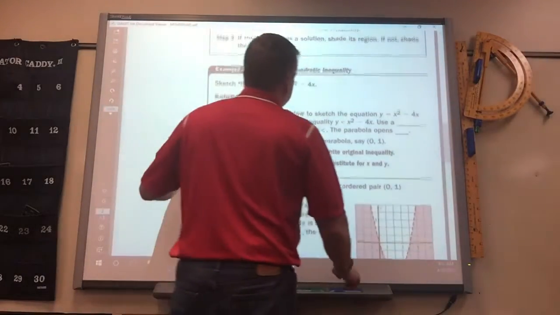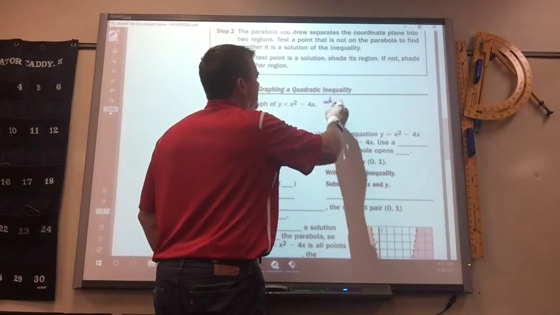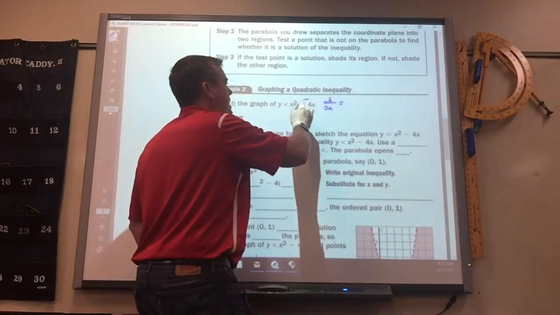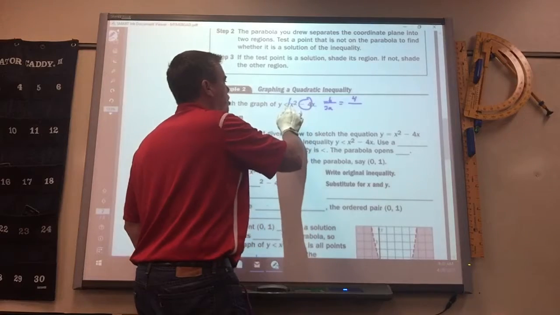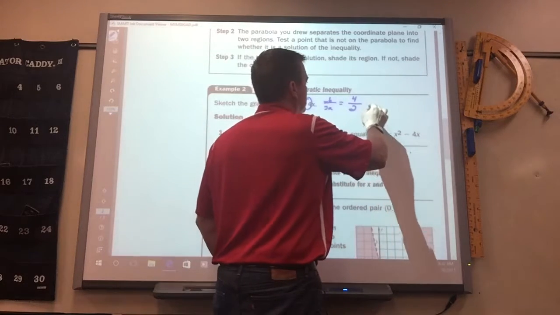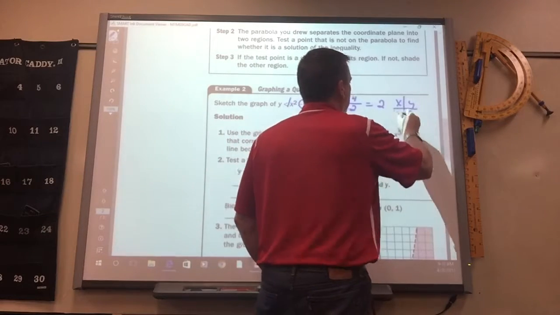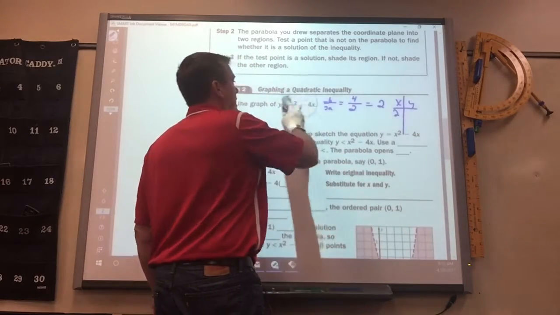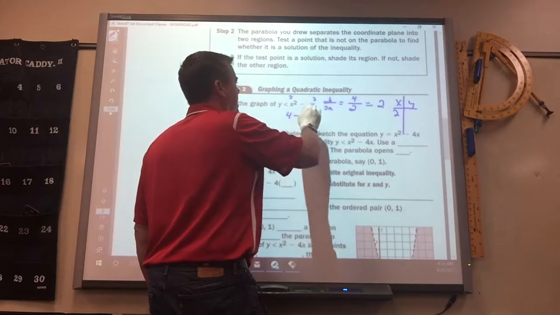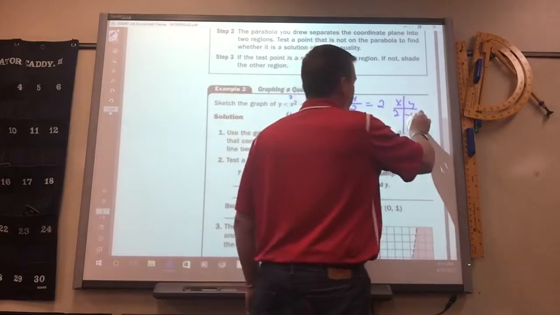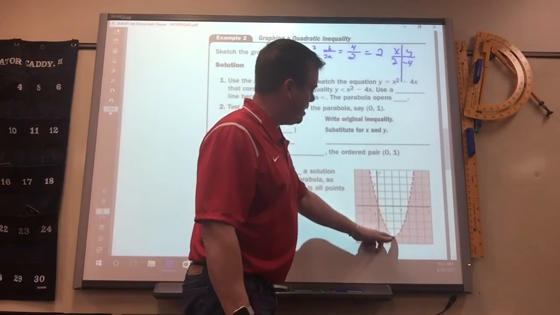Okay, so here they sketched it for us. But what you gotta always start off with is negative b over 2a. B is negative 4, so a negative negative makes positive 4. A is 1, 2 times 1 is 2, so that equals 2. So that's your starting point. You gotta plug 2 into the equation. 2 squared is 4, take away 4 times 2 is 8, so that's negative 4. So that's the vertex. 2 over, 4 down.